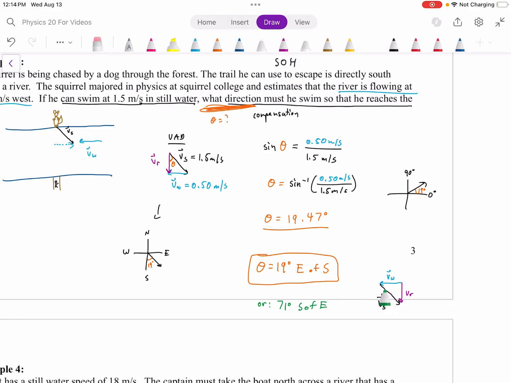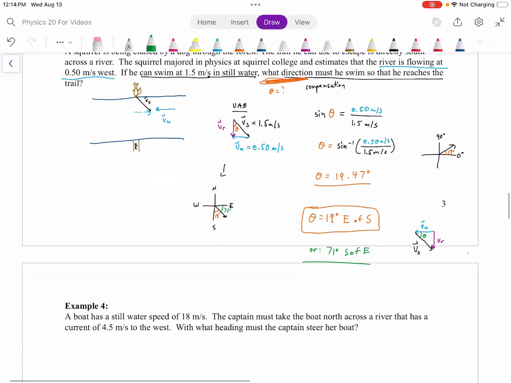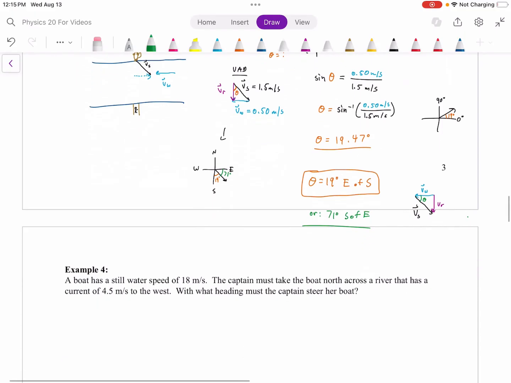And same quick side note here. Again, you might have drawn your VAD like this and therefore approached the angle slightly differently. That's okay. If you found that as being the angle, you still have a correct answer. Instead of saying 19 degrees east of south, you would say 71 degrees south of east. So that's also a valid answer for which direction the squirrel should aim to get straight across. 71 degrees south of east is the same thing as 19 degrees east of south.